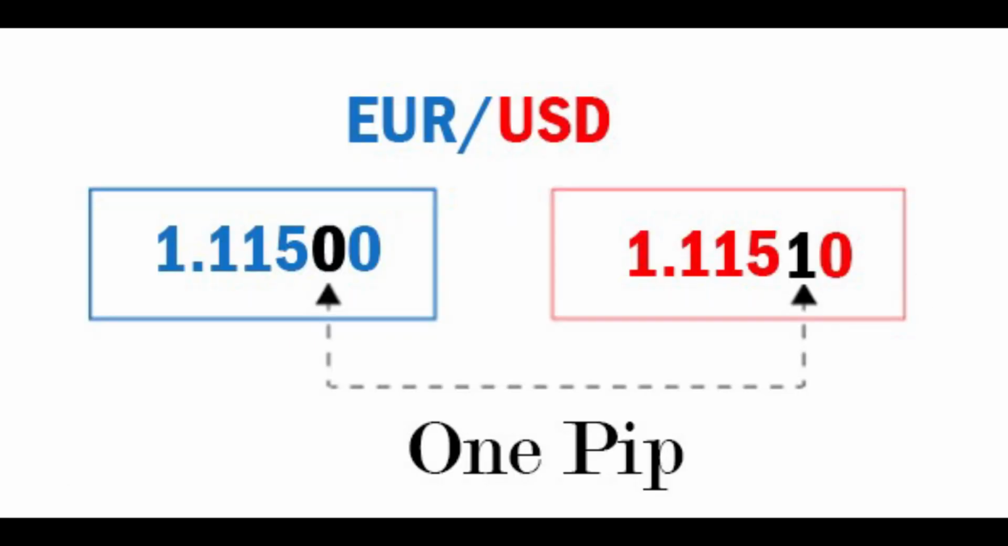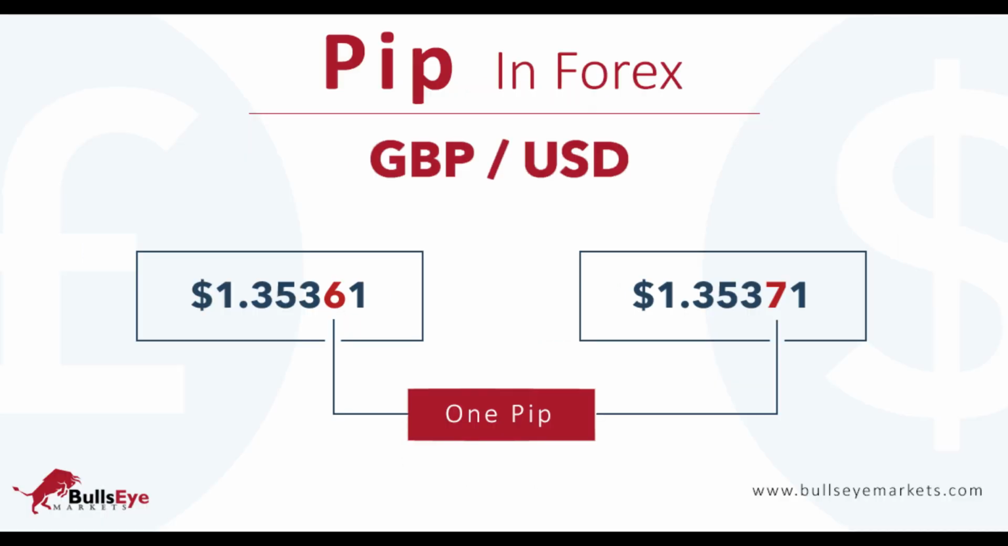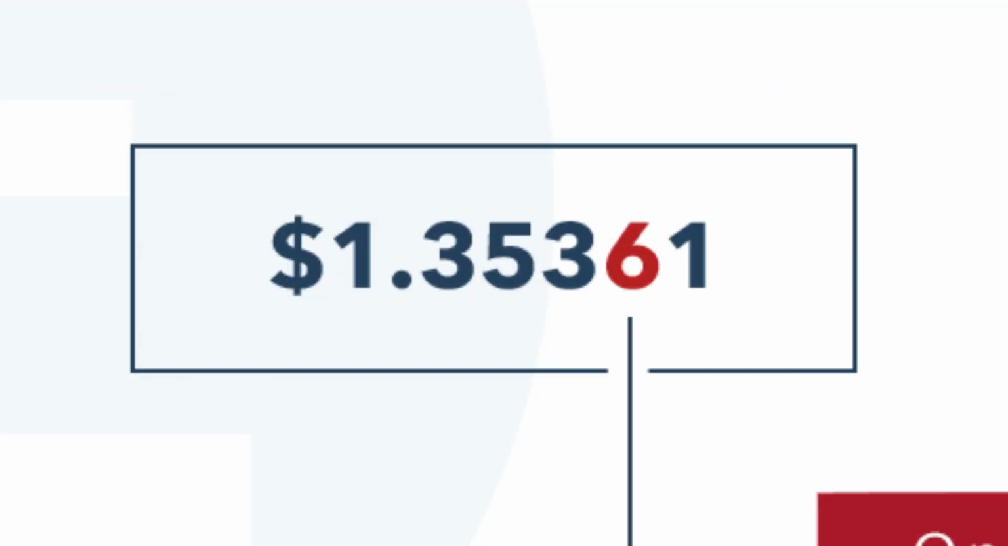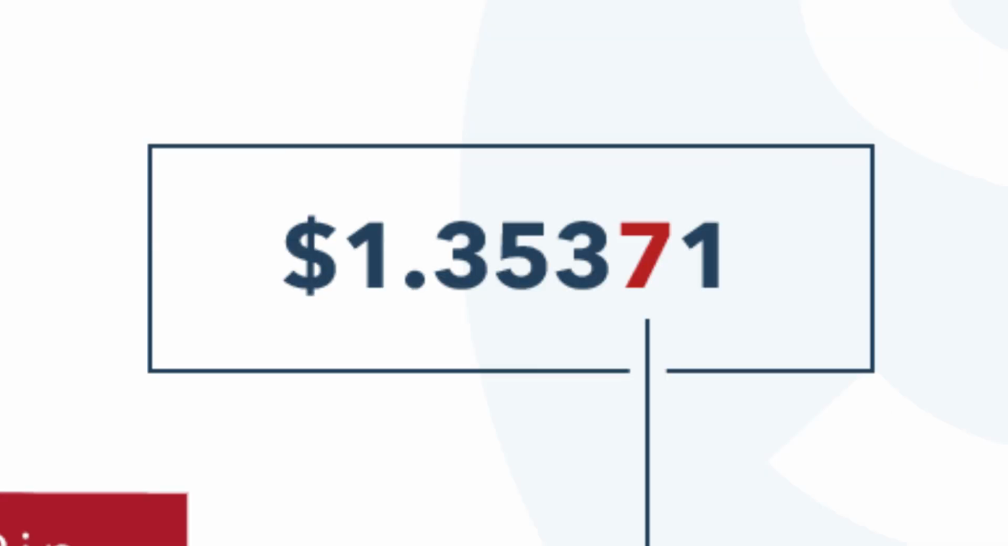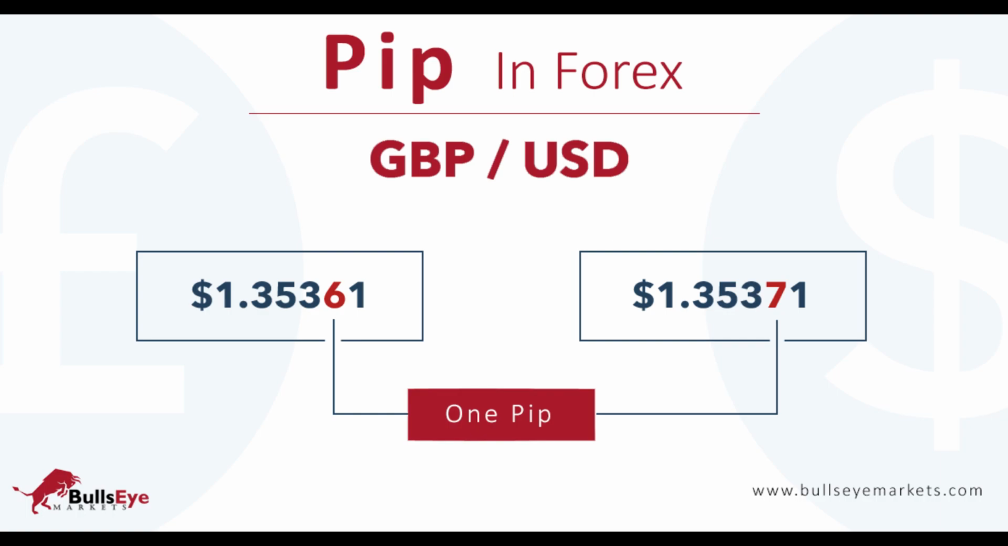Now, pip is an acronym for percentage in point or price interest point. A pip is the smallest price move that the exchange rate can make based on Forex market convention. The pip represents a tiny measure of the change in a currency pair in the forex market. It can be measured in terms of the quote or in terms of the underlying currency. A pip is a standardized unit and the smallest amount by which a currency quote can change. So when the price changes from this to that, then it has moved up 1 pip. If it changes from that to this, then it has moved down 1 pip.